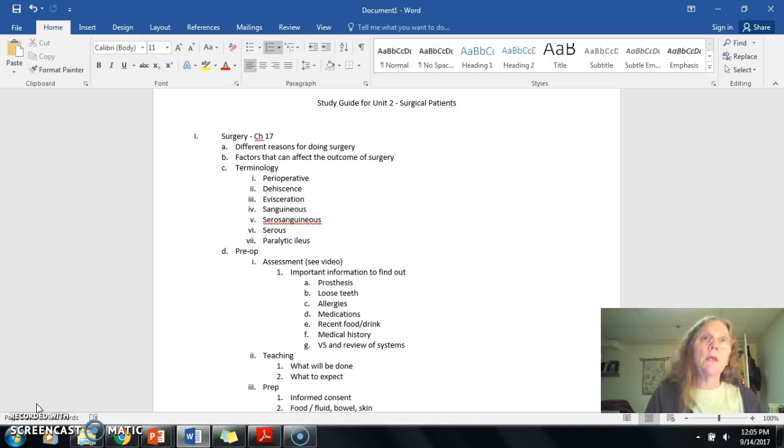I would think it would be important to understand those and the terminology related to those different types of reasons for doing surgery. They also talk about factors that impact the outcome of surgery. Some of them are very obvious, but some of them may not be as obvious. There's also some terminology listed at the beginning of the chapter, and these are words associated with surgery that you need to know.